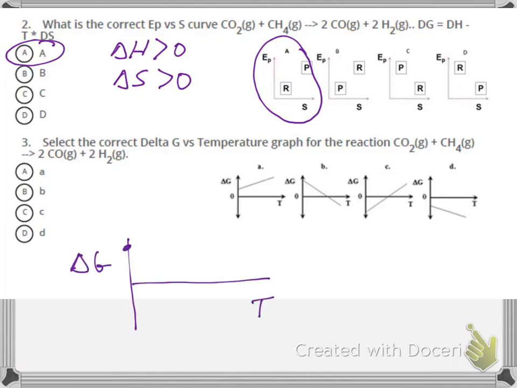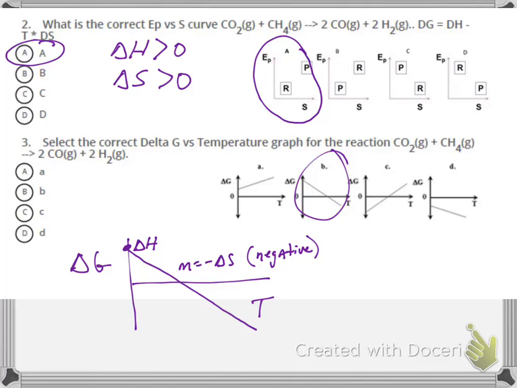For delta G versus temperature, keep in mind that the value of delta H is the value of delta G at T equals 0. So we just put that up there. Delta H is greater than 0. We just put a dot right there when T equals 0. And then the slope is equal to minus delta S. Delta S is positive, so overall, the slope is negative. That means we would pick B, which is consistent with delta H and delta S having the same sign, which is that they should cross at some temperature.